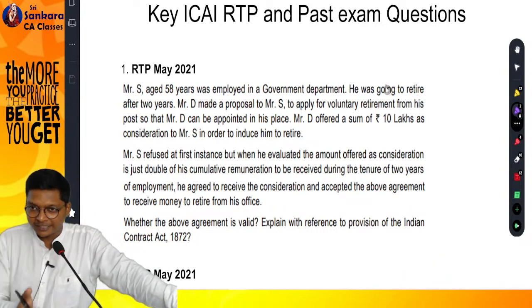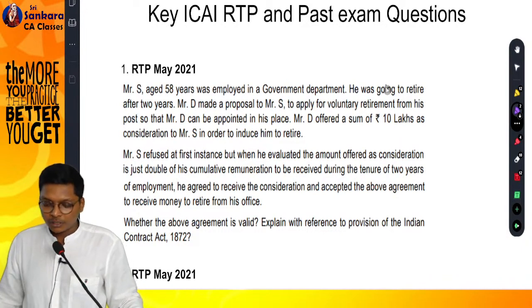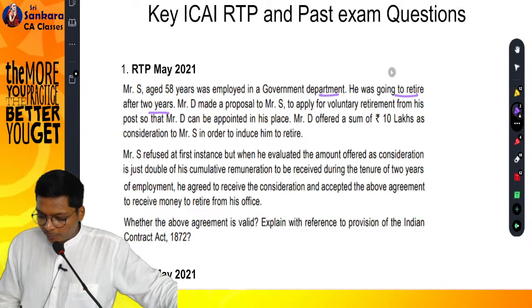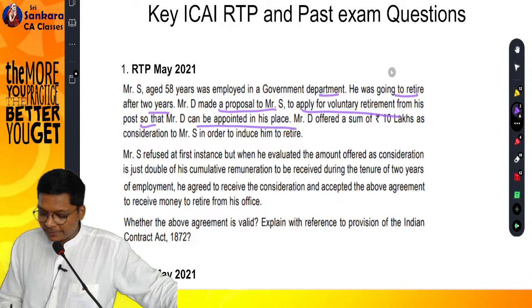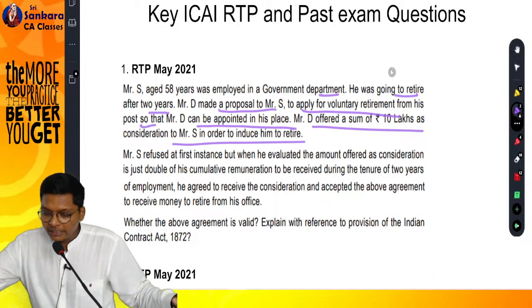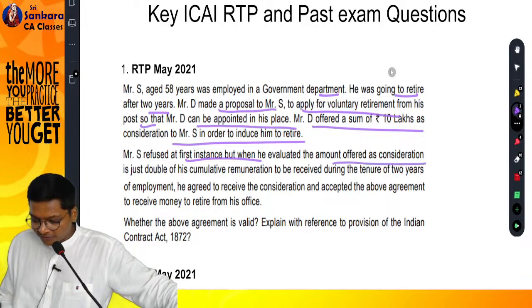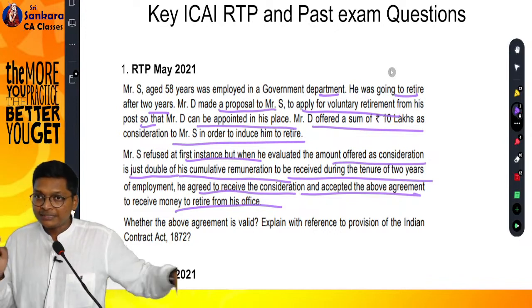I won't read in every question. You can see that. Okay. S, aged 58 years, was employed in a government department. He was going to retire after 2 years. D made a proposal to S to apply for voluntary retirement from his post so that D can be appointed in his place. D offered a sum of 10 lakhs as consideration in order to induce him to retire. S refused in the first instance, as the amount offered as consideration is just double of his cumulative remuneration during the next 2 years of employment. He agreed to receive the consideration and accepted the above agreement to retire from office. What is the validity of the agreement?